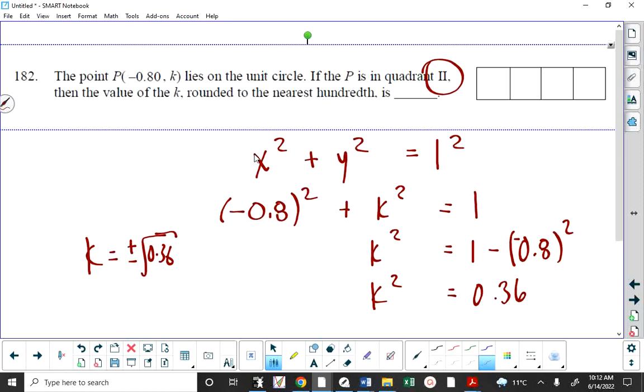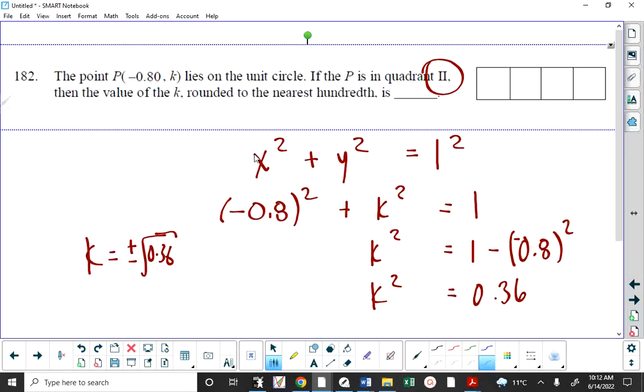Other questions? Go ahead, Ian. How come this 182, how come the answer says it is 0.6? Because the square root of 0.36 is 0.6. We're not done, right? You have to take the square root. Yeah. Could you also do 183?